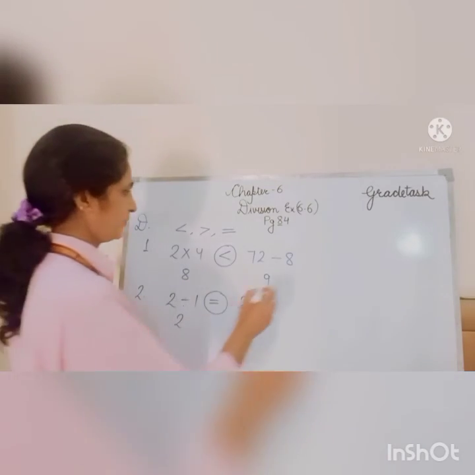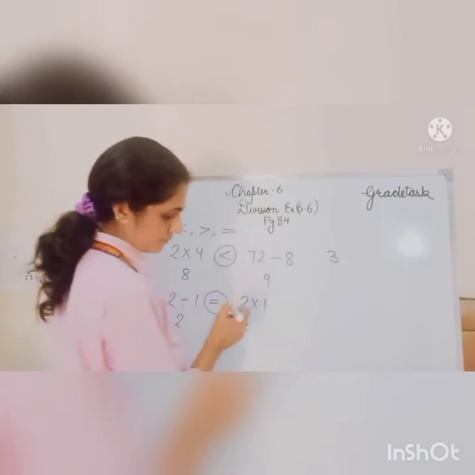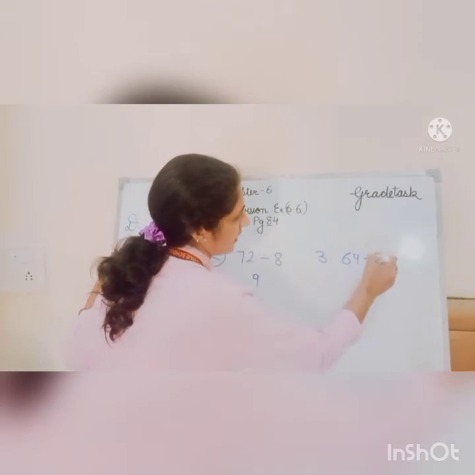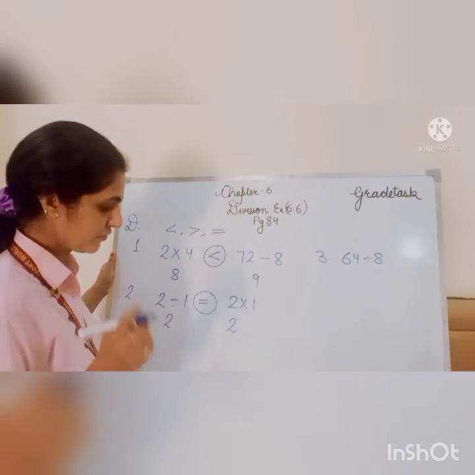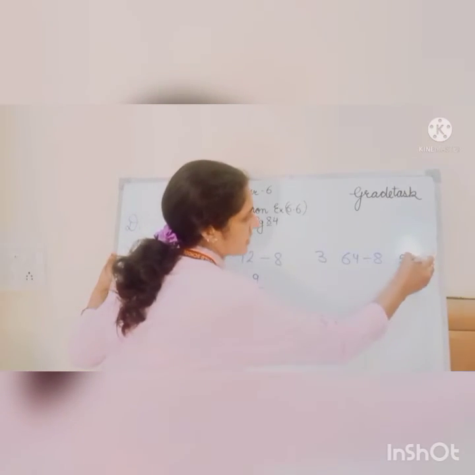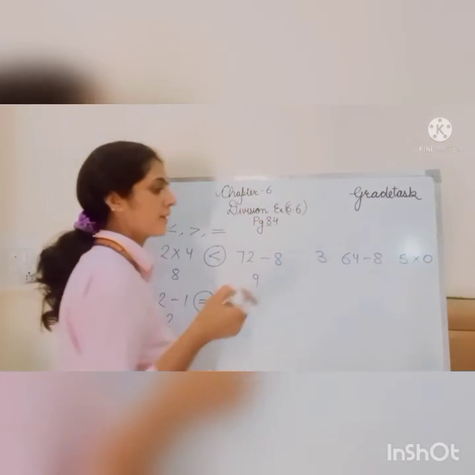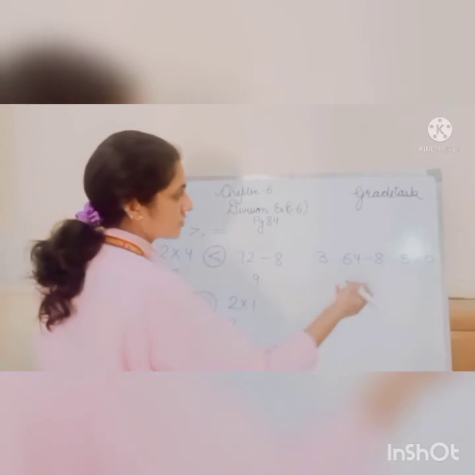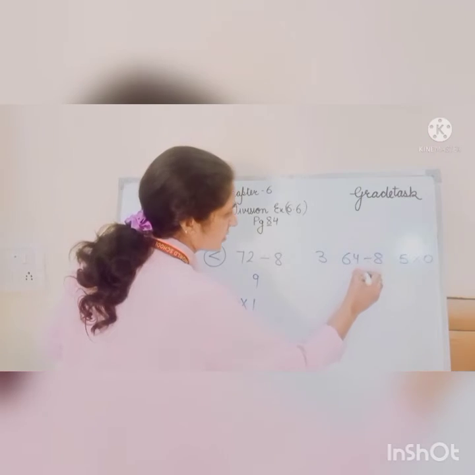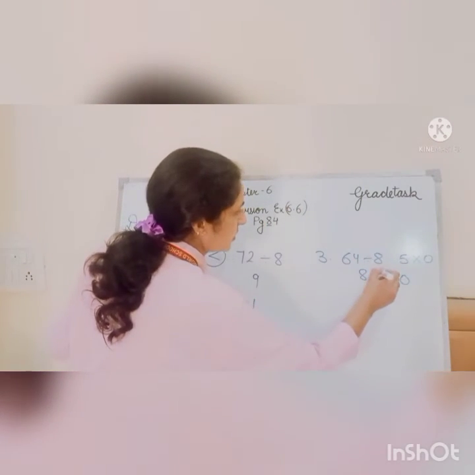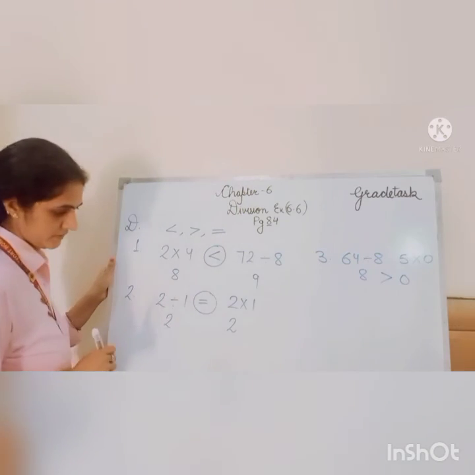Third one, 64 when divided by 8 compared with 5 multiply 0. When any number we are multiplying by 0, the answer is 0 only. So which number will be greater? 64 divided by 8 is 8, and here it is 0. So obviously 8 is bigger.